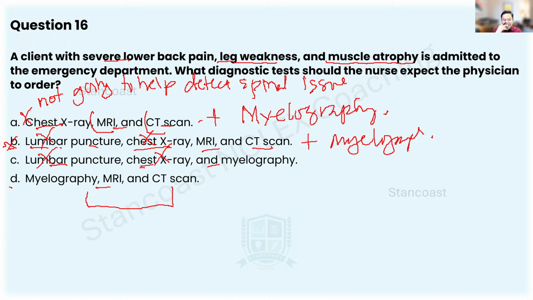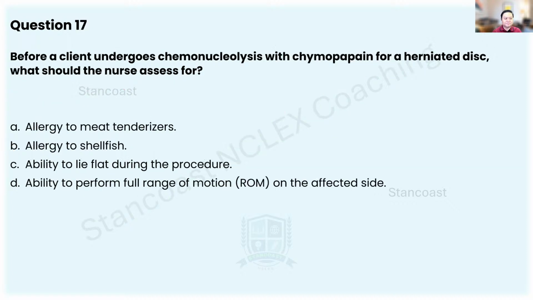Okay, let's have number 17. Before a client undergoes chemonucleolysis with chymopapain for a herniated disc, what should the nurse assess for? Yeah. What do you think? Is it allergy to meat tenderizers? Allergy to shellfish? Ability to lie flat during the procedure? Or the ability to perform full ROM on the affected site?